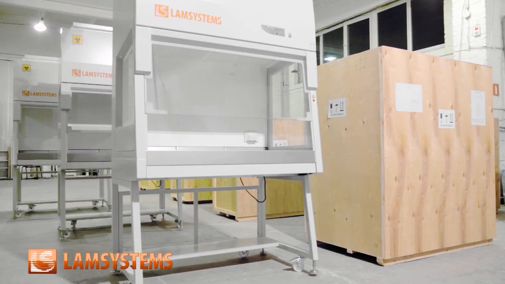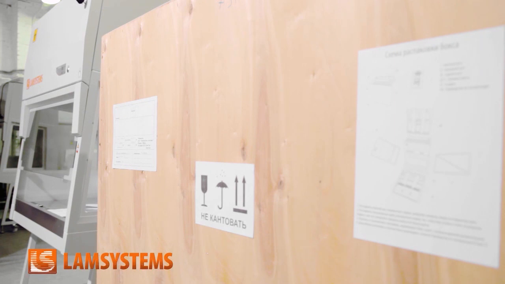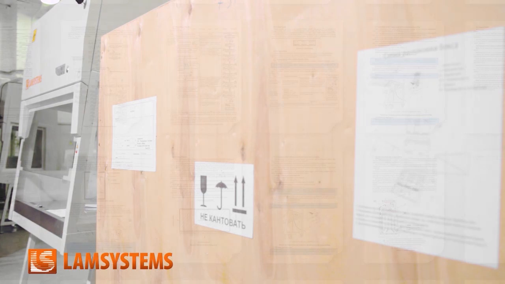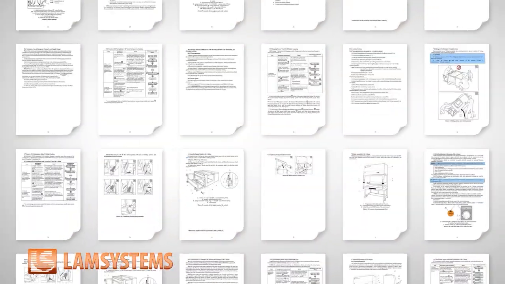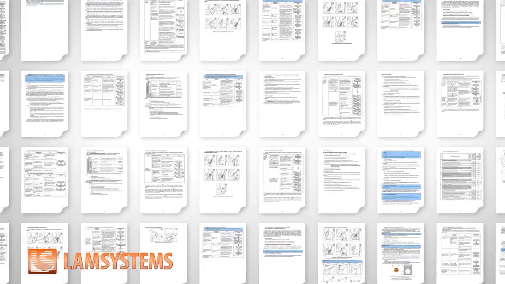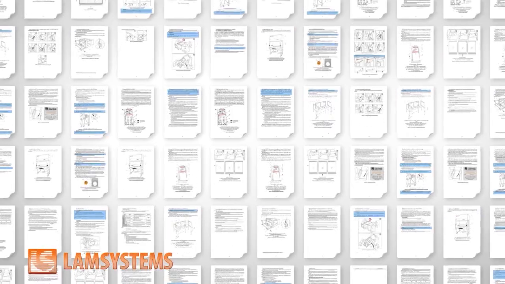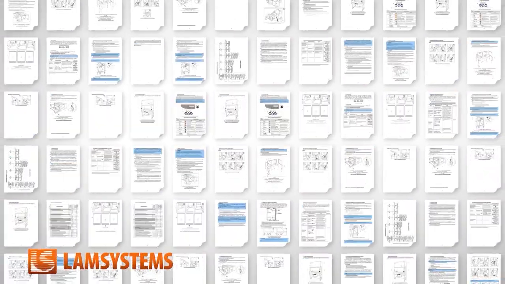The cabinet is delivered to customers in a wooden case protecting the equipment from damage during transportation. Every cabinet has a detailed user manual where you can find traditional information about the cabinet configuration and technical characteristics, and also all details of installation, commissioning, operating, maintenance, and validation of the cabinet in the laboratory conditions.